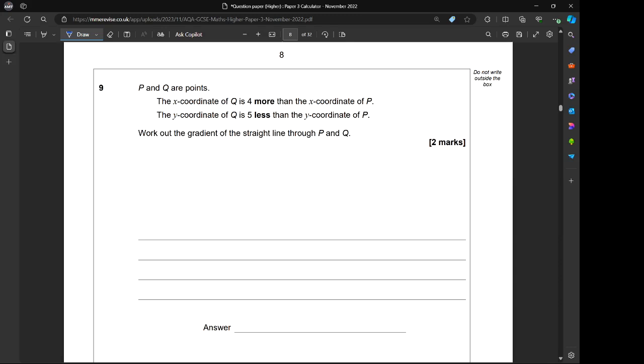Right, question 9, guys. P and Q are points. The x coordinate of Q is 4 more than the x coordinate of P. So we've got a coordinate of P, we'll call that (x, y). The x coordinate of Q is 4 more than P, so it'd be x plus 4. Then it says the y coordinate of Q is 5 less than the y coordinate of P. That would be y minus 5.